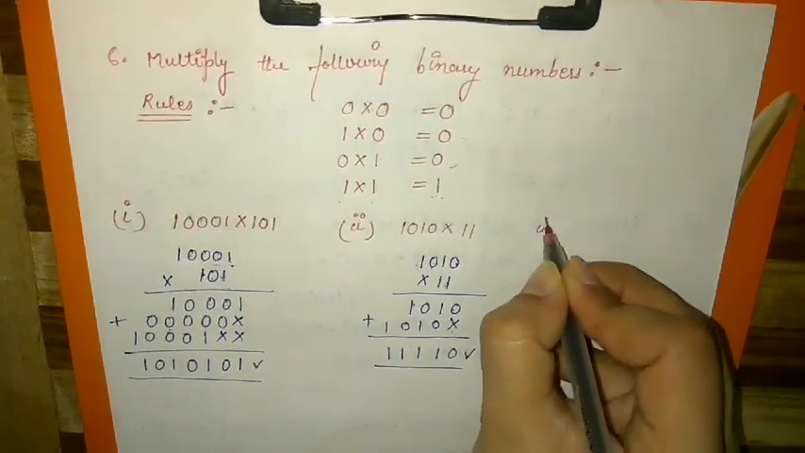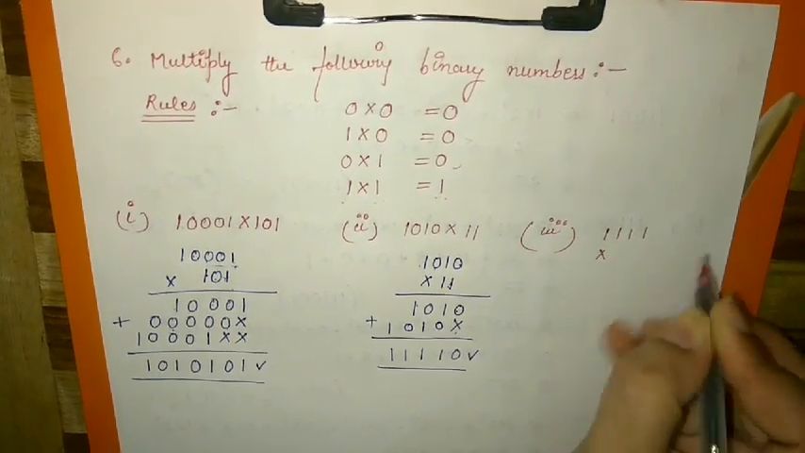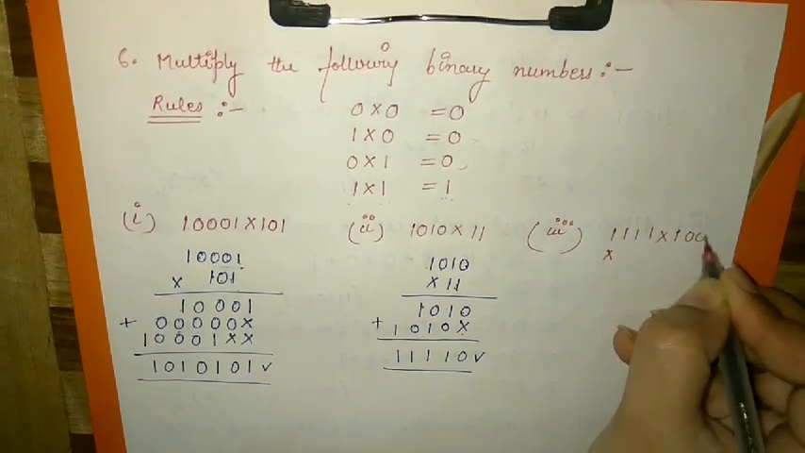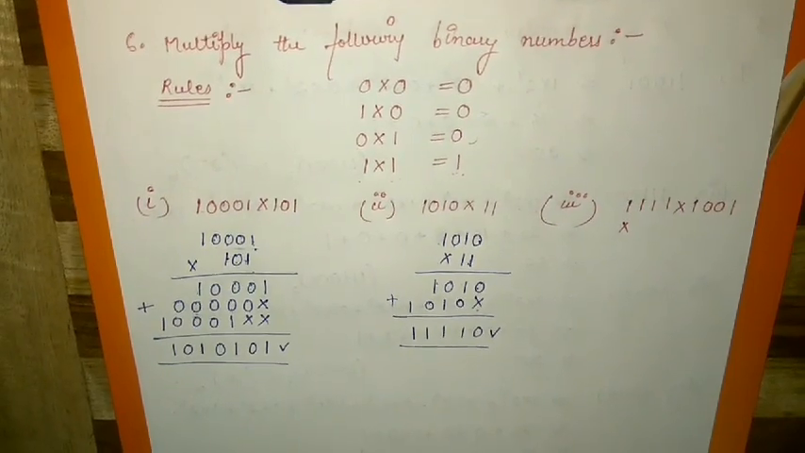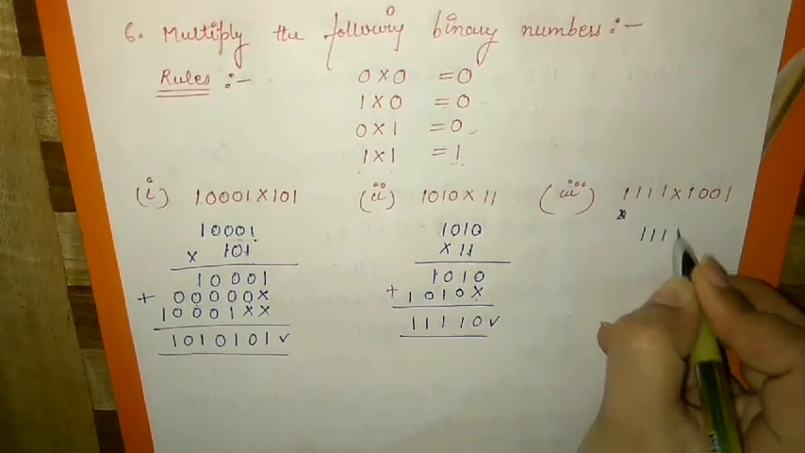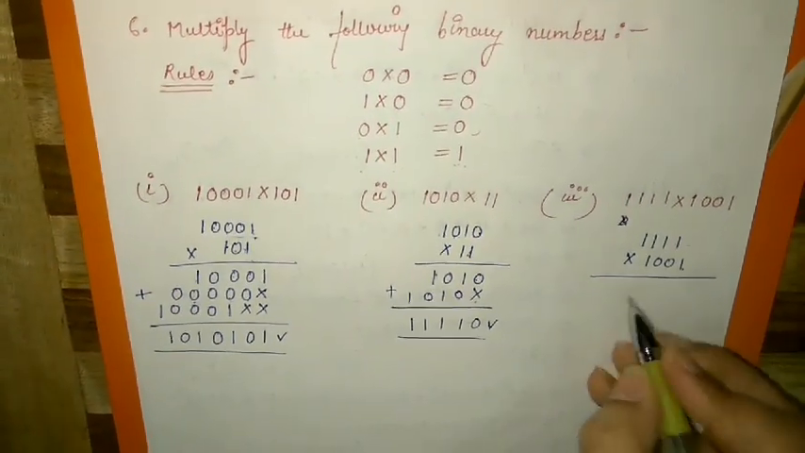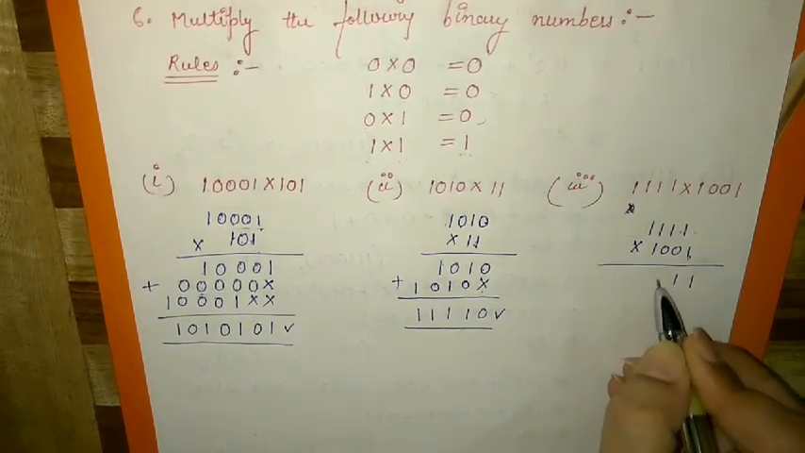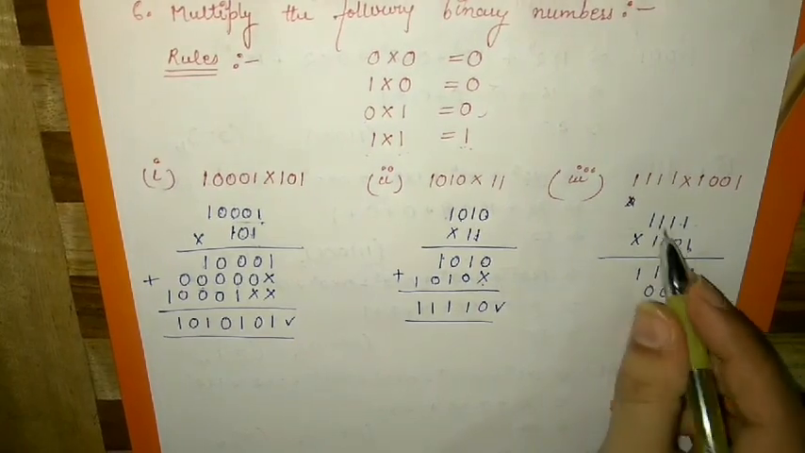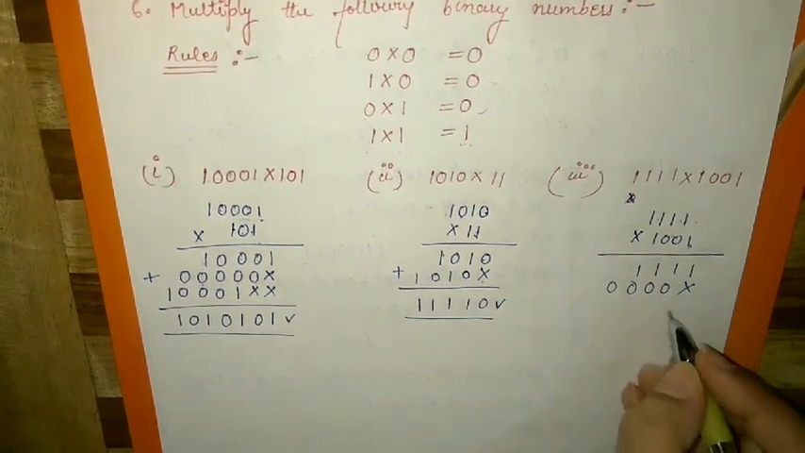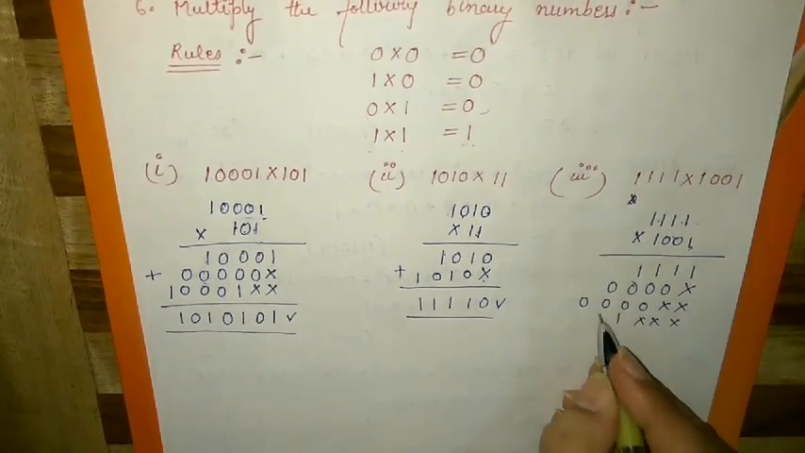See the third question. The third question is 1111 multiplied by 1001. Okay, so now see, 1111 multiplied by 1001. Okay, so firstly this one gives you 1 into 1 is 1, then again 1, 1, 1 times 1. Over here 0 multiplied by 1 is 0, again over here 0, then over here 0, then over here also 0. Again the same thing, 0 0 0 0, again 1 1 1 1.